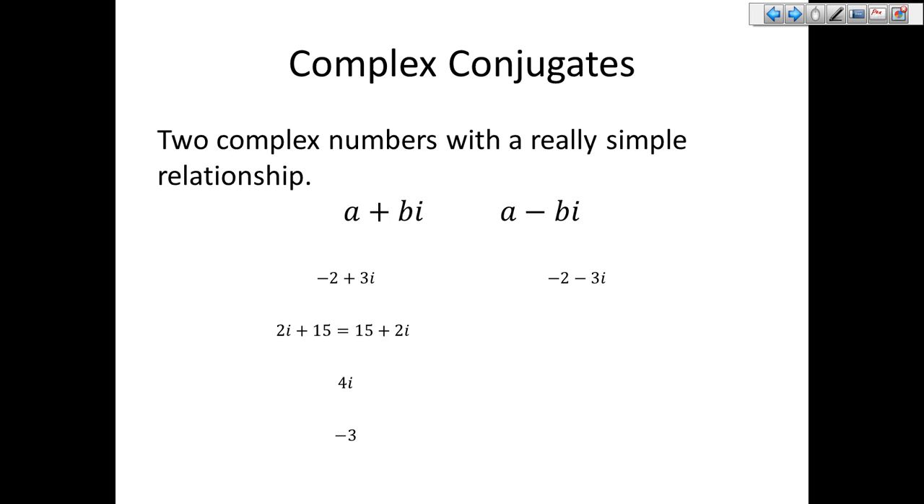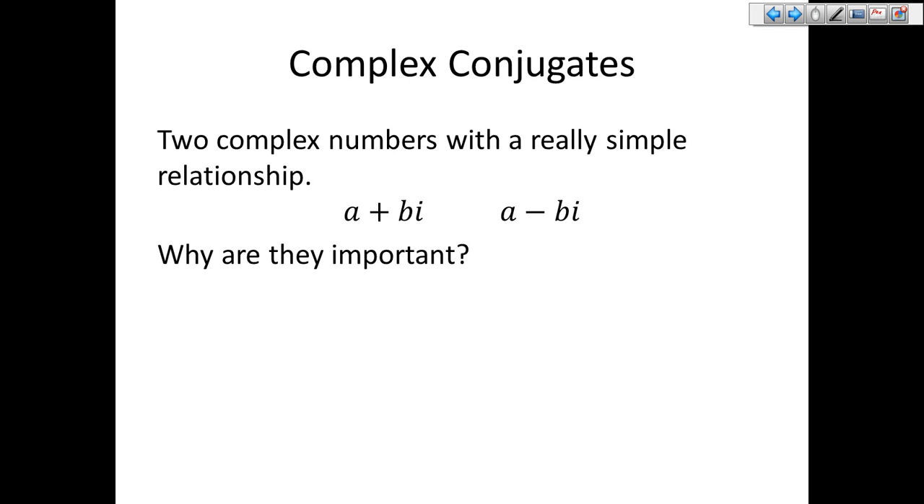Now you'll notice 2i plus 15 is not in our standard form. So it should really be written 15 plus 2i. So that means that its complex conjugate is 15 minus 2i. Now what if we have just a plain old imaginary number? Well, it also can have a complex conjugate. The complex conjugate of 4i is negative 4i. What about a real number, negative 3? There's no imaginary number added or subtracted from it, so negative 3 is its own complex conjugate.